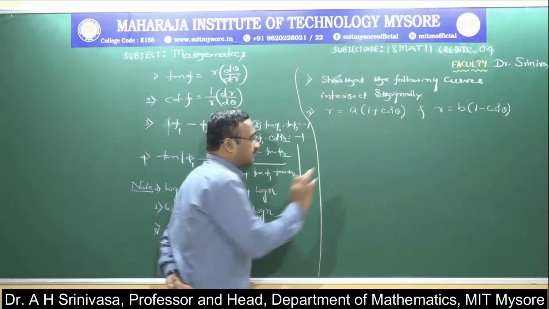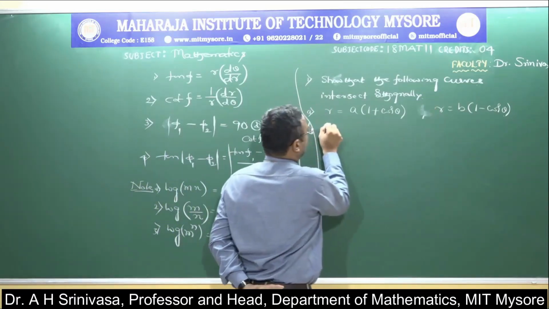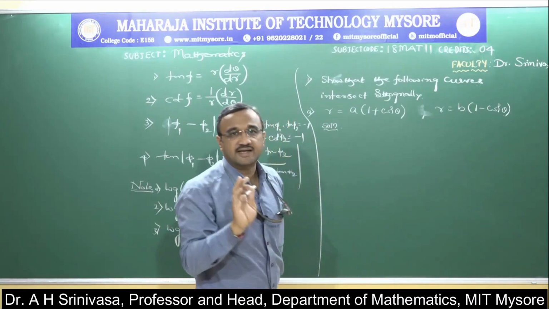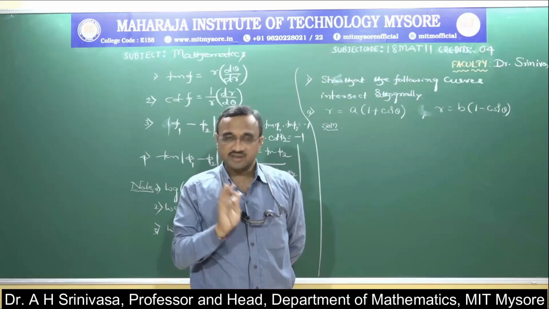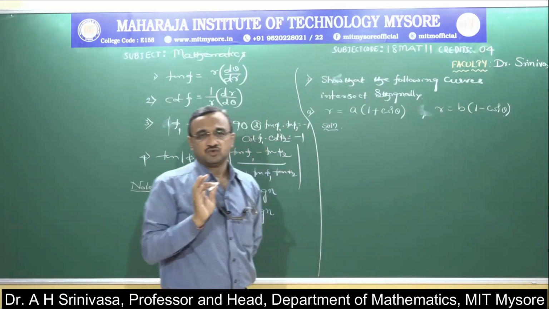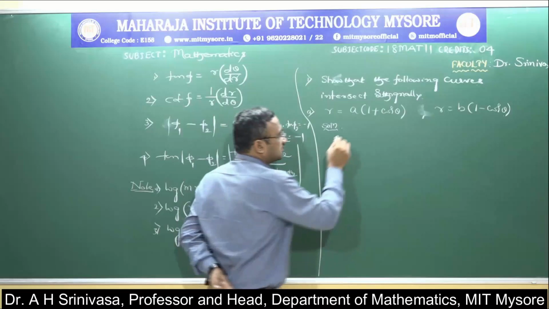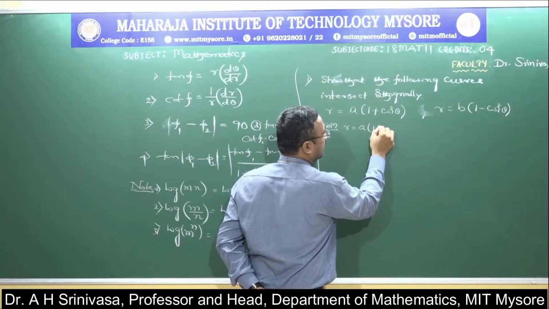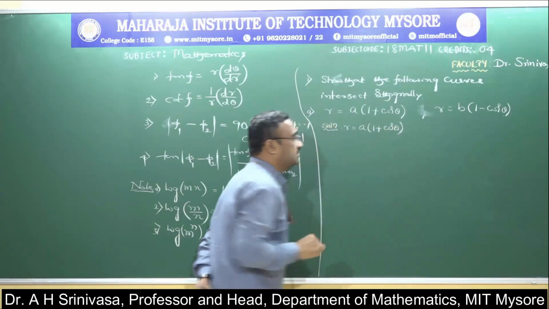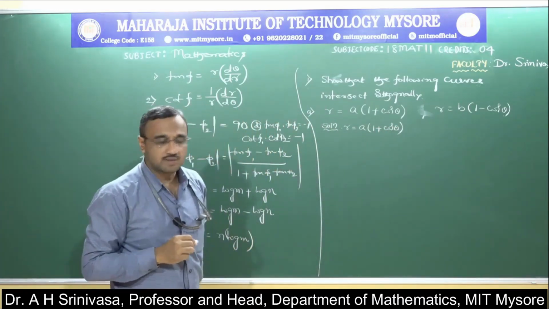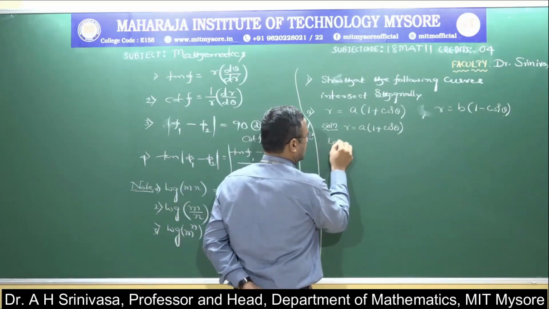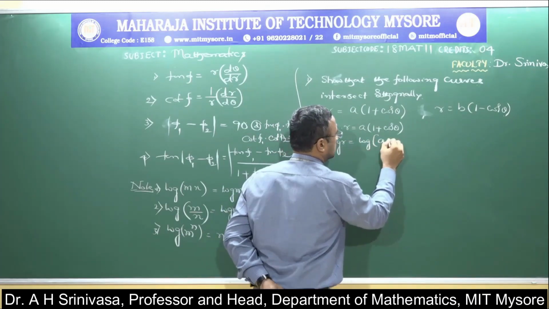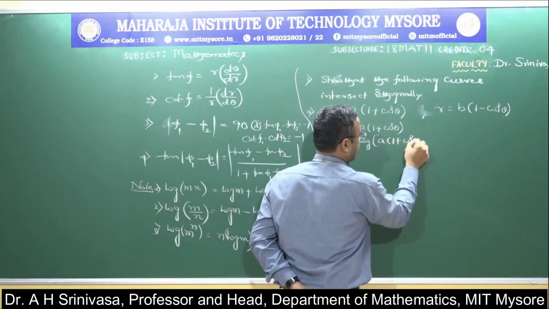Now first I am going to solve this one. So write down the solution. First you have to preferably take a log on both sides. It's very easy to evaluate this function. So taking log on both sides for r equal to a times (1 plus cos theta), this becomes log r equal to logarithm of a into (1 plus cos theta).